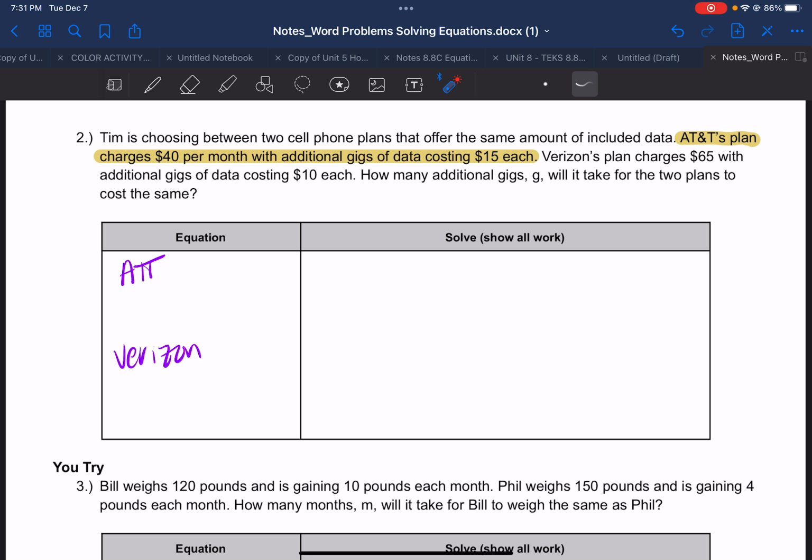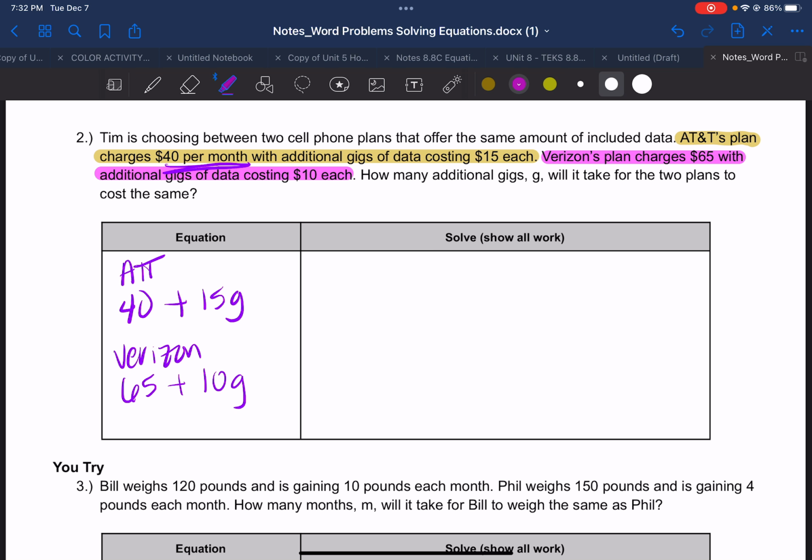So this is going to be my rate, and this right here is just going to be 40 plus 15G. Okay, so that's that one. And then let's look at the Verizon plan, $65 with $10 each additional. So it's going to be 65 plus $10 each gig, right? So that's what we have so far. Bam, bam. Those are my two equations.